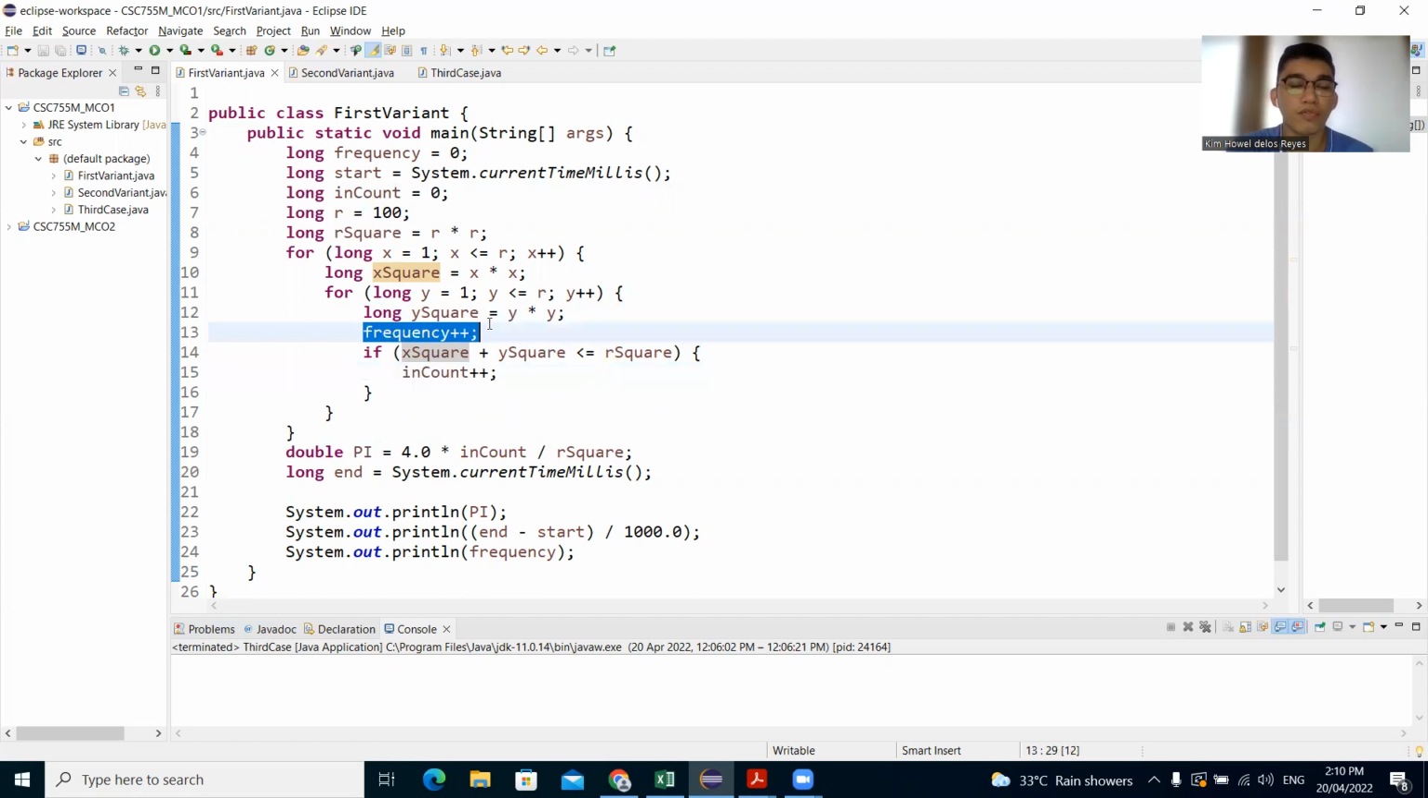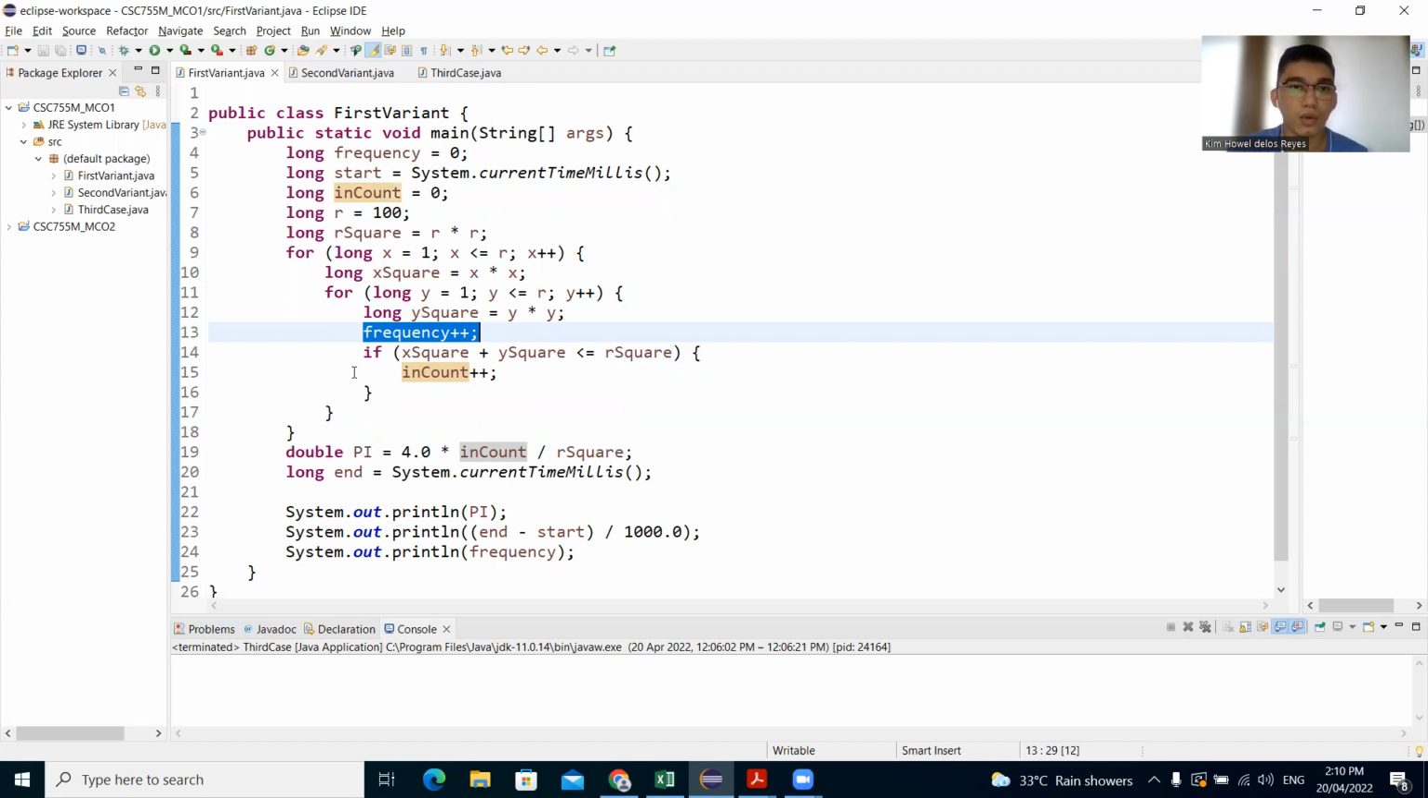So we put the frequency count here on line 13. Essentially, this counts the number of computations when you did the calculation of x squared and y squared.